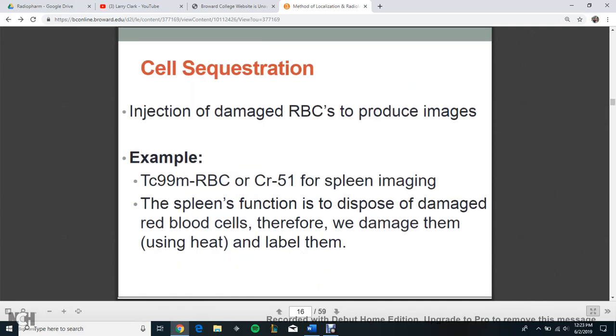Cell sequestration. Injection of damaged red blood cells to produce images. An example would be technetium-99m RBC or chromium-51 for spleen imaging. The spleen's function is to dispose of damaged red blood cells. Therefore, we damage them using heat and then label them.